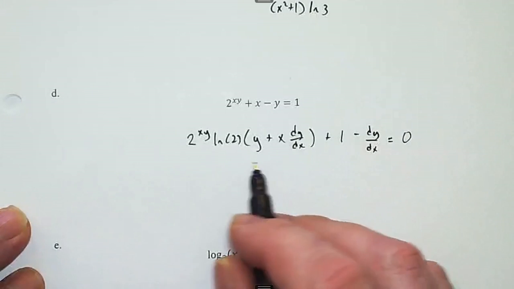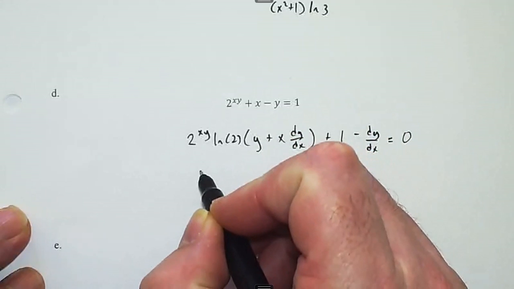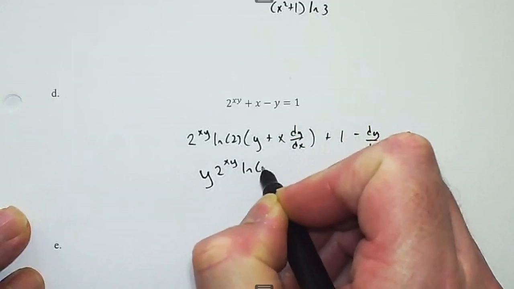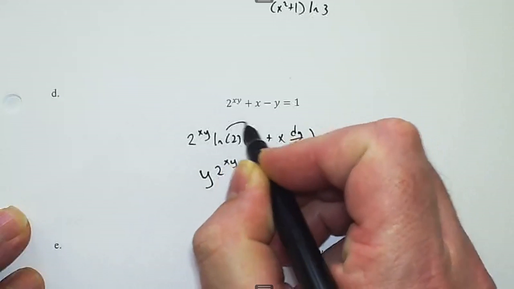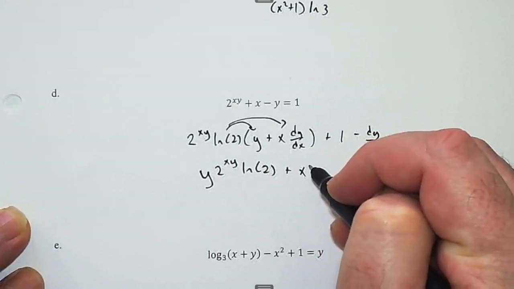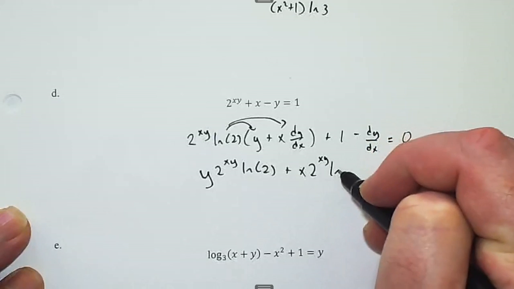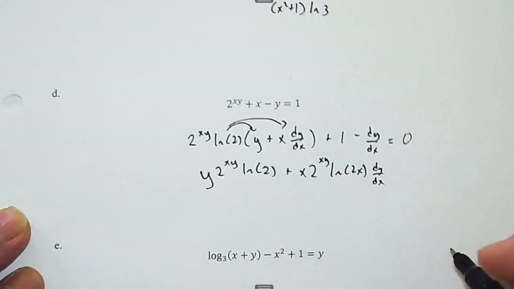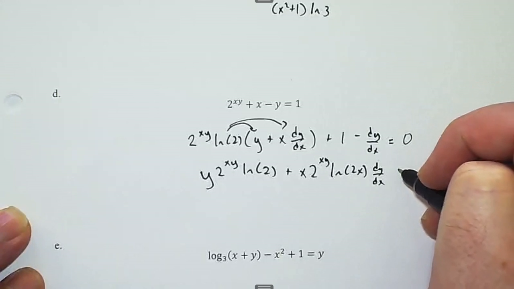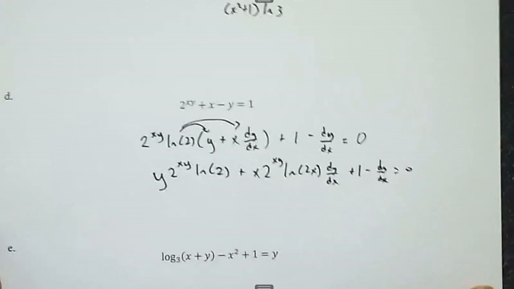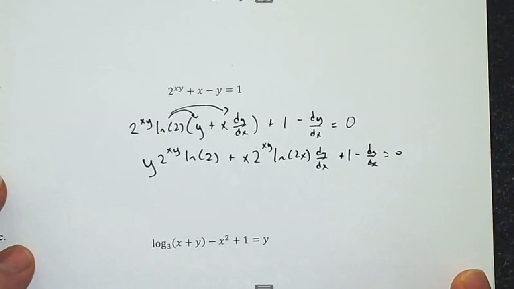Okay, I need to distribute. So I'm going to call this y times 2 to the xy natural log of 2. When I go there, then I'm going to go here, and I'll say plus x times 2 to the xy natural log of 2 times dy dx. Plus 1 minus dy dx equals 0.